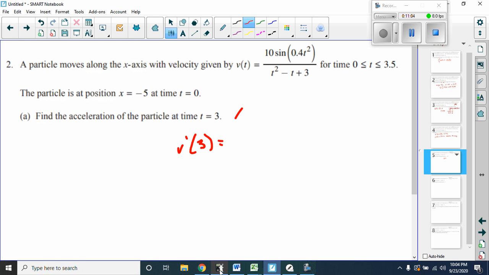As far as work here, I'd show that you found the derivative of velocity at time 3: negative 2.118. No units are given. It doesn't ask for units here. That's it. Not a lot of work to show there.